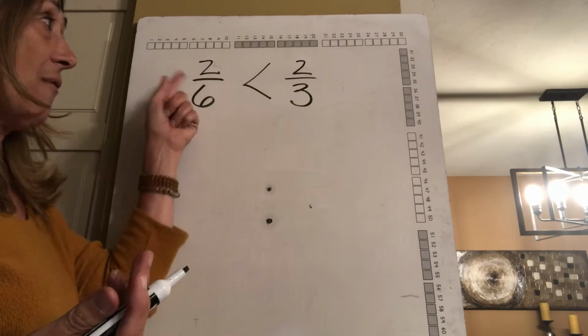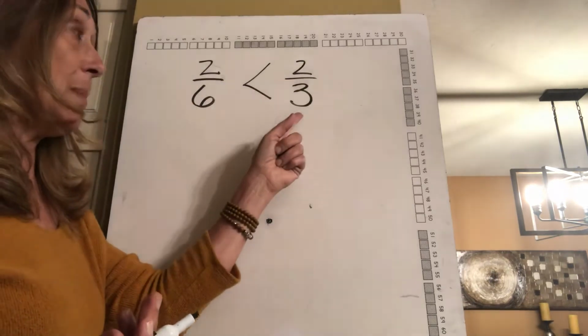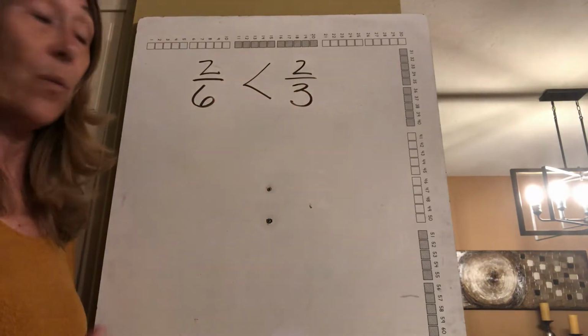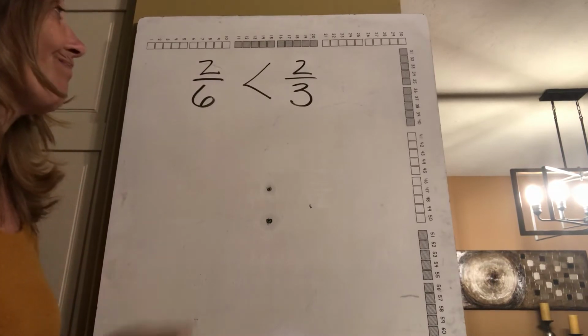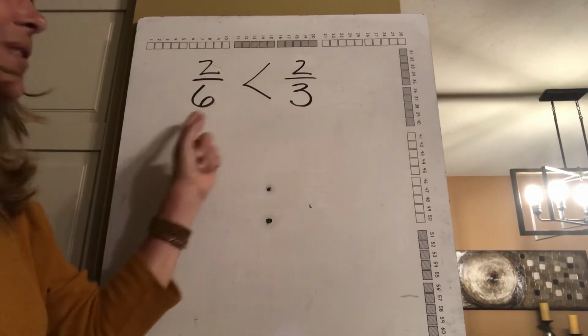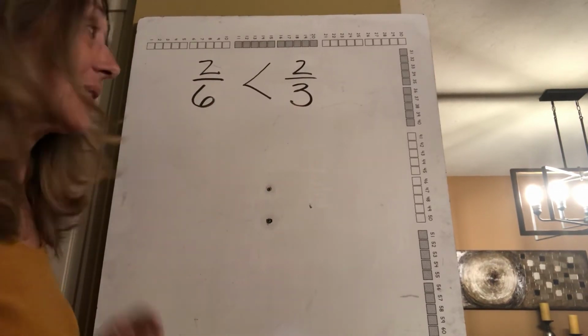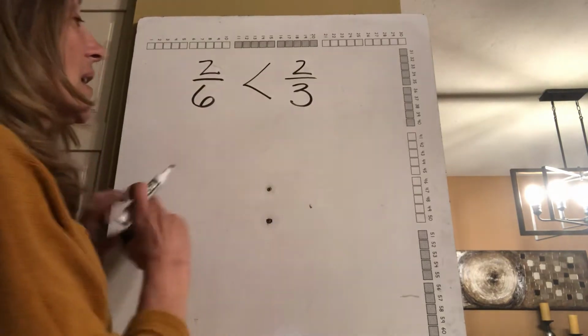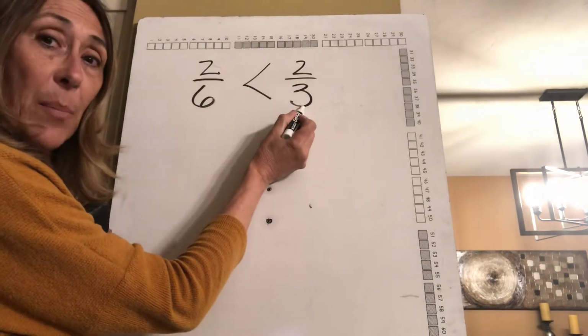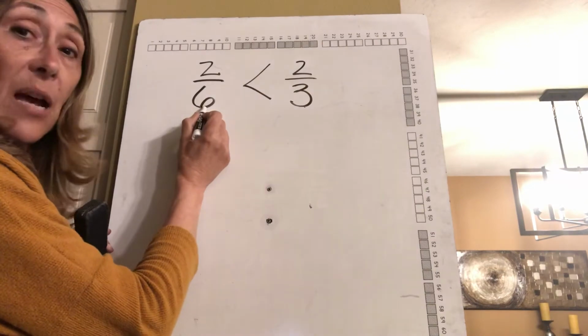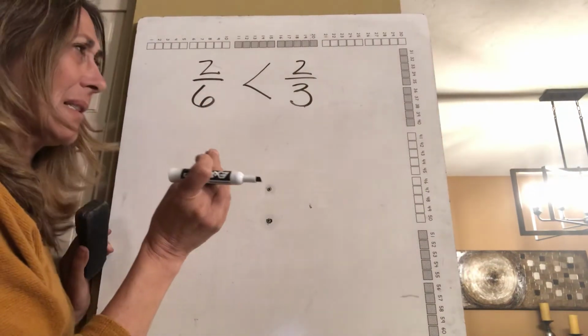6 pieces, I've only got 2. 3 pieces, I've got 2. Which is greater? 2/3 is greater than 2/6. The bigger the number, the smaller the pieces.